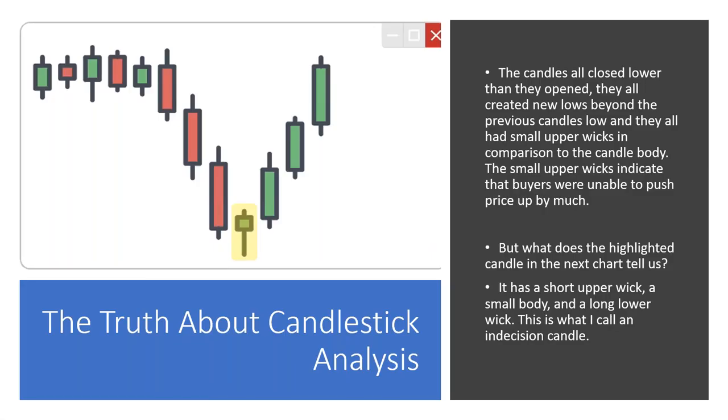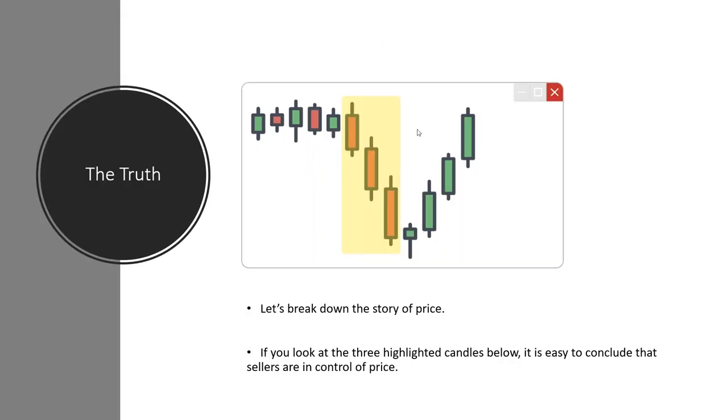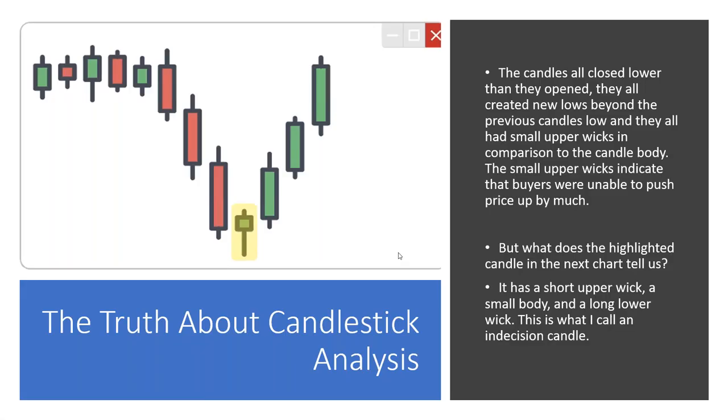But then what does that next little tiny candle tell us? Now, when we say a downtrend, we're not talking about a trend line. A trend can be just the last, if you're looking at a 1 hour chart, the last 3 hours. Price was trending down over the last 3 hours. Okay. But then what do we get? We get this little green candle next to it.